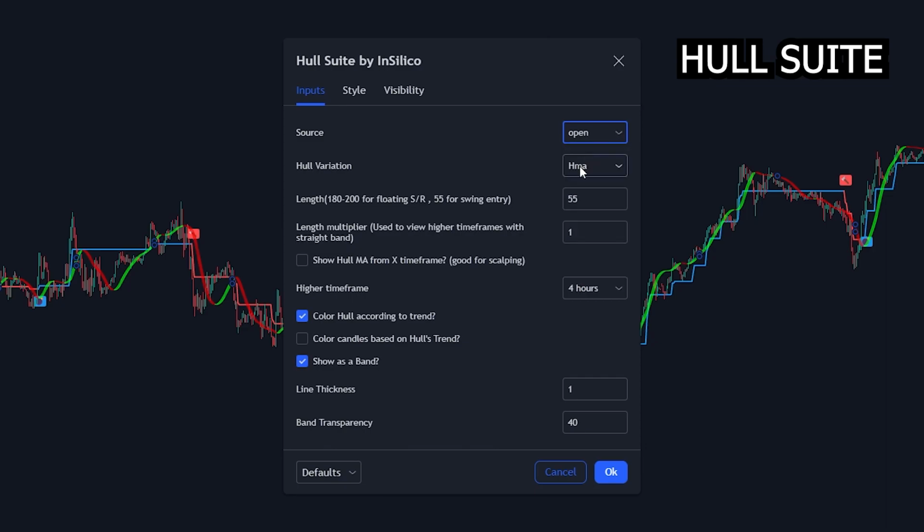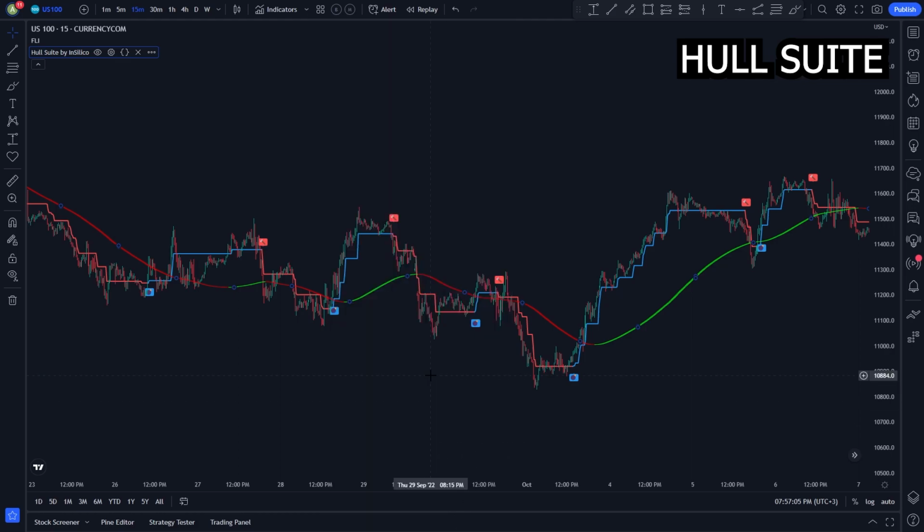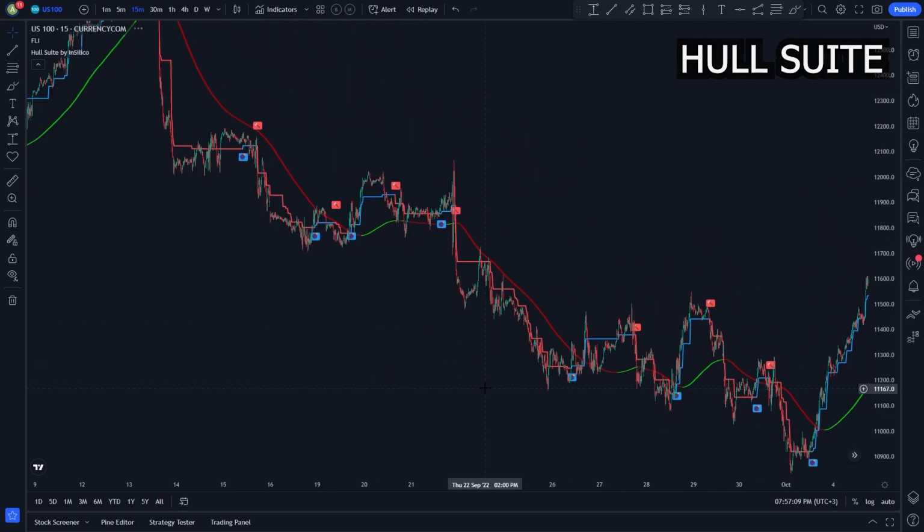We change the source to open. Change the Joule variation from HMA to EHMA. Then increase the length from 55 to 500. For the Style section, we will uncheck the bar color, then click OK. Now that both our indicators are configured, we can start with the strategy rules.